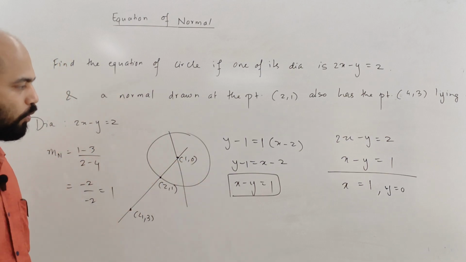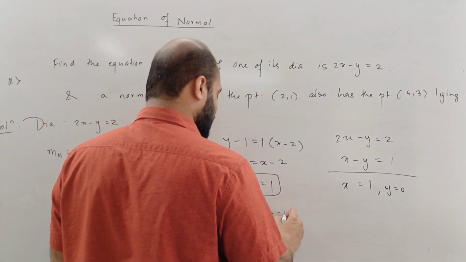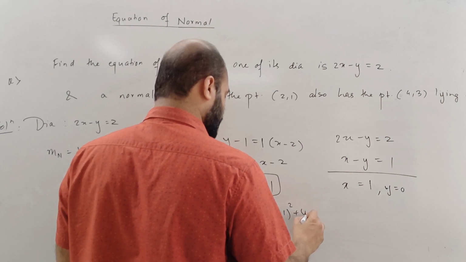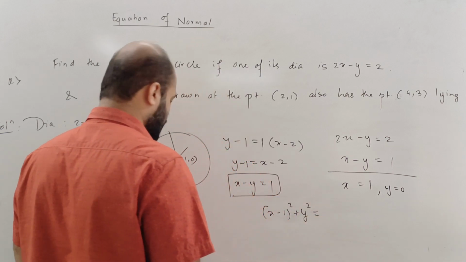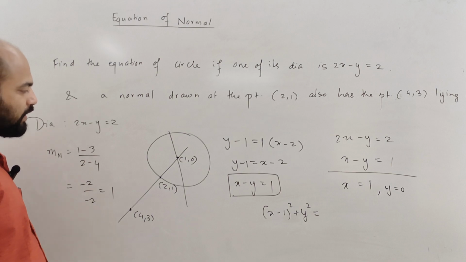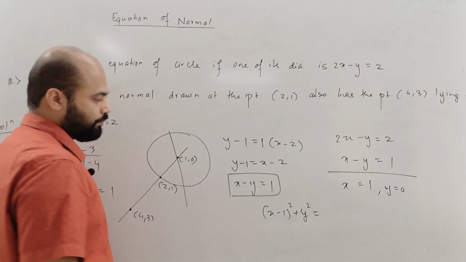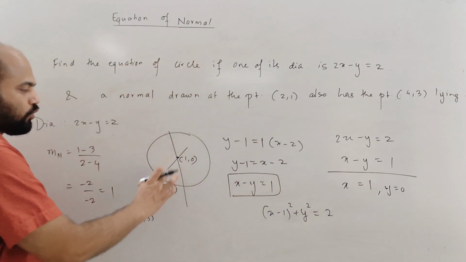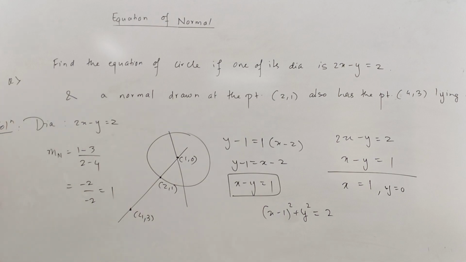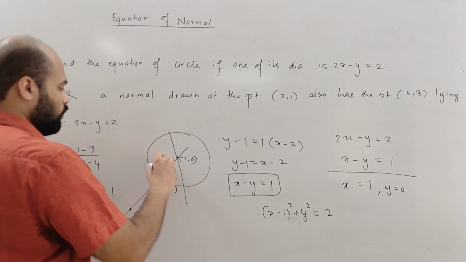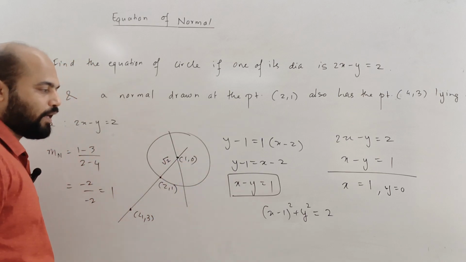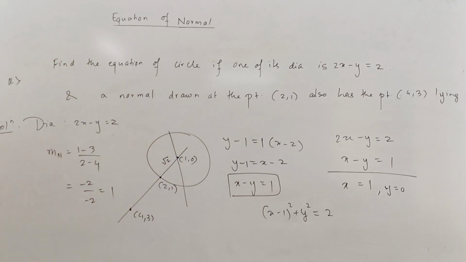Once you have this point, it's going to be x minus 1 the whole square plus y square is equal to the radius squared. So the radius obviously from here comes out as root 2, which is the distance between these 2 points. Square of it is coming as 2.